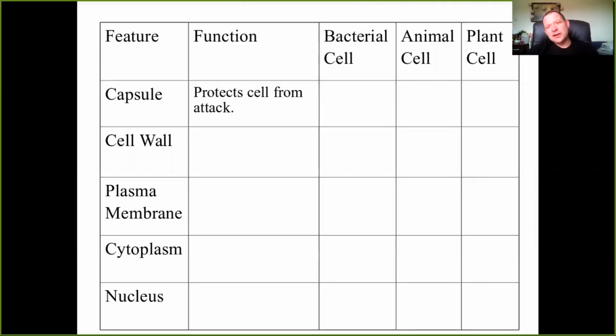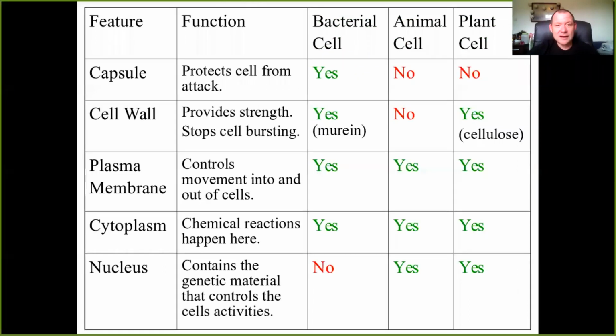So here's just a summary. I'm not going to read through it. Maybe hit pause and have a look at this in your own time. But this is basically comparing the various different organelles that animal, bacterial, and plant cells have.